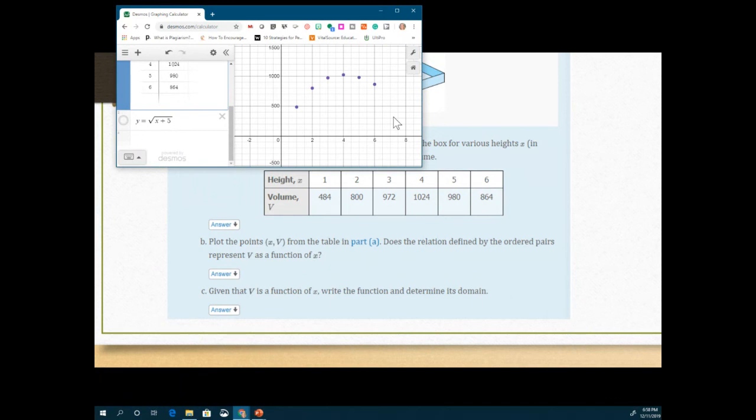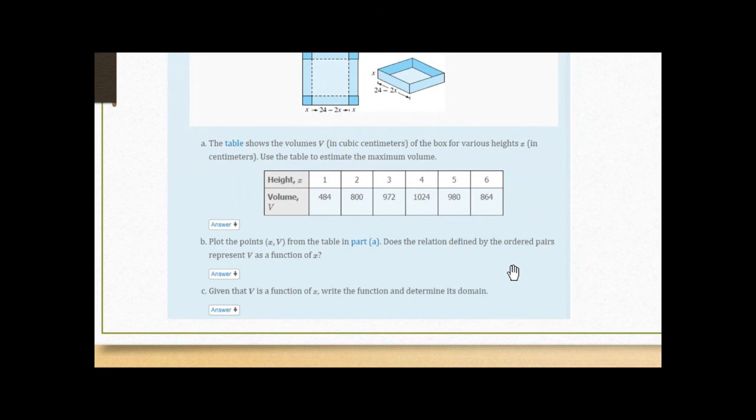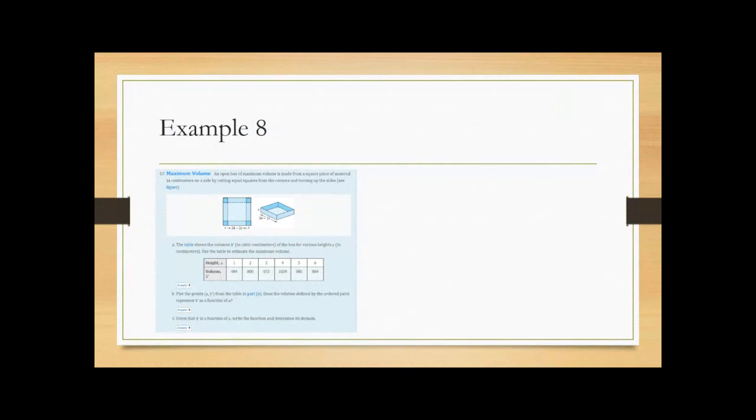So part C says, given that v is a function of f, so now they're telling you, yes, this is a function. Write the function and determine the domain. So writing the function, this is where you're getting your problem solving skills. I'm going to go back to the slide. We're writing a volume. Volume is length times width times height. I'm going to zoom out so I can write here. Okay, I'm going to get my pen out. Volume is length times width times height.